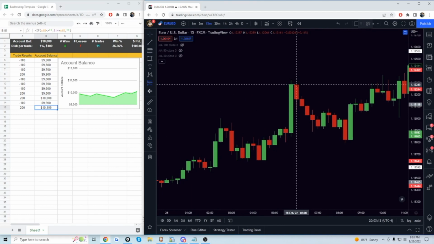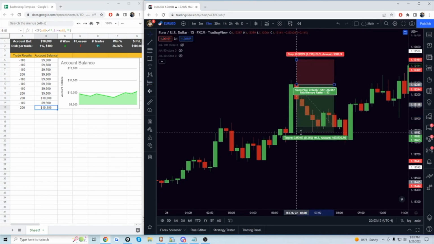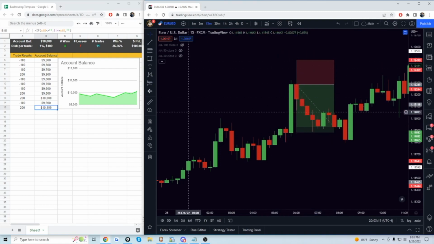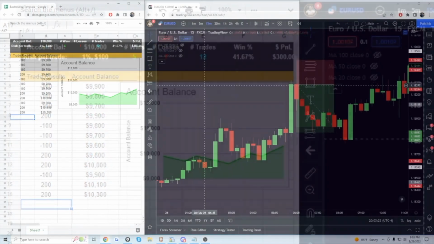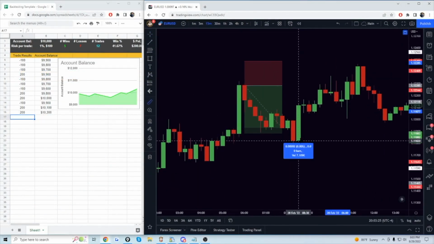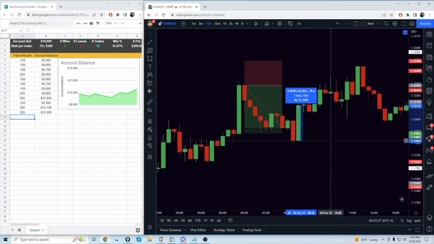Okay, so let's do this. This one is a winner. Again, just about a 2-to-1 there. So that brings us up by $200. And we are officially in profit here. Let's see, 25 pips. Yep, 25 pips here.